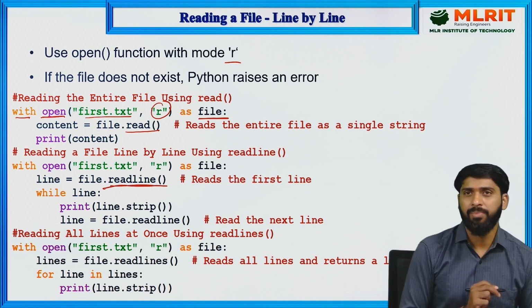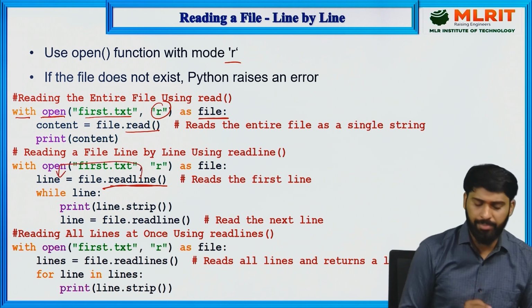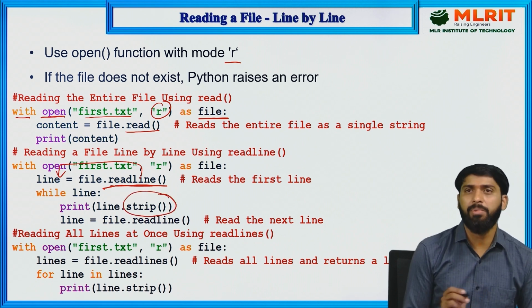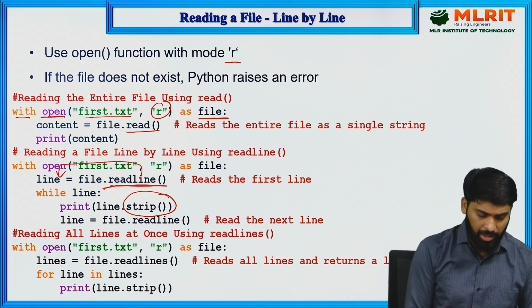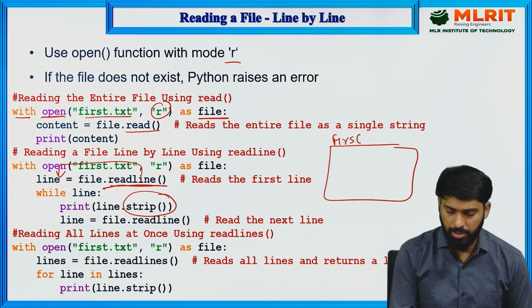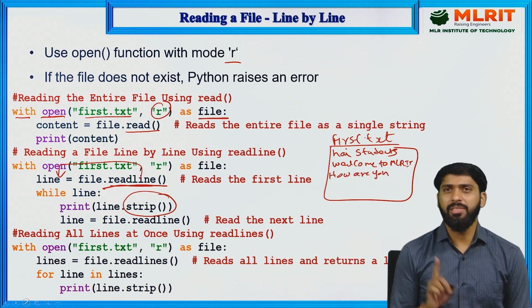Readline. Now the first line is assigned to line here. While line, print line.strip, that means it eliminates the empty spaces in that line. Next, again line equals line.readline. For example, this is first.txt. In this I am going to write: Hi students, welcome to MLR IT, how are you? How many lines? 3 lines.